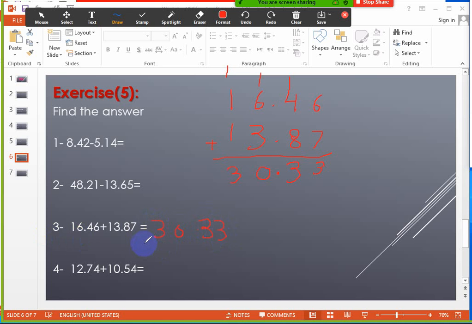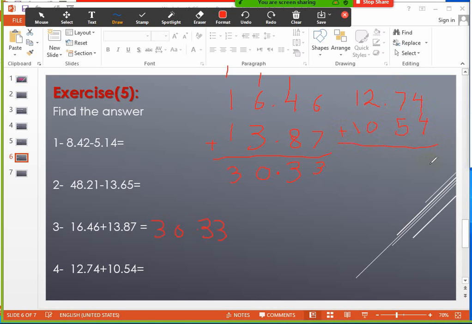Now number 4. I have to find the sum also, because the operation between the numbers is addition here. Also I have to order the numbers 12.74 and 10.54. Okay, so also I have to find the sum here between those 2 numbers.